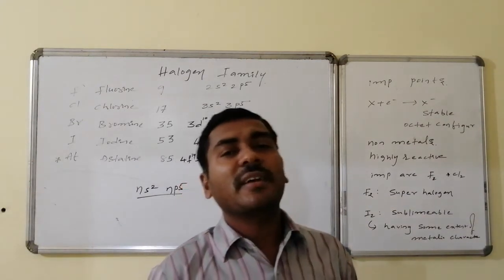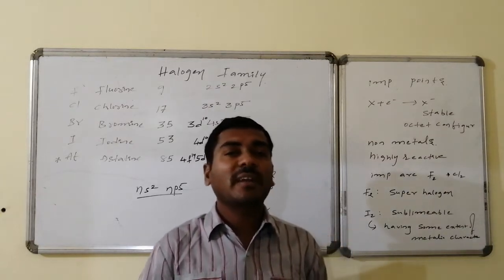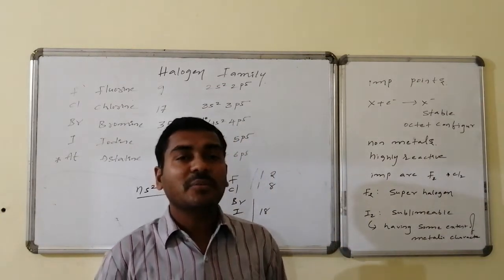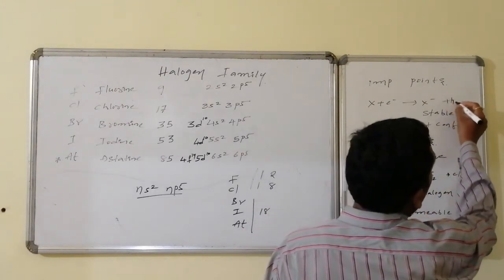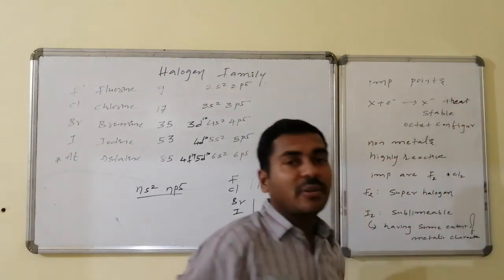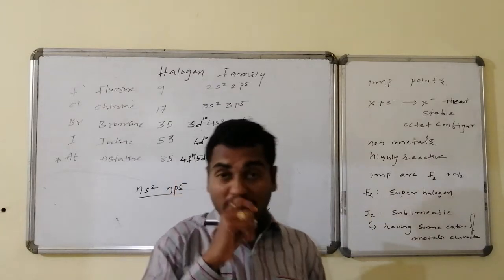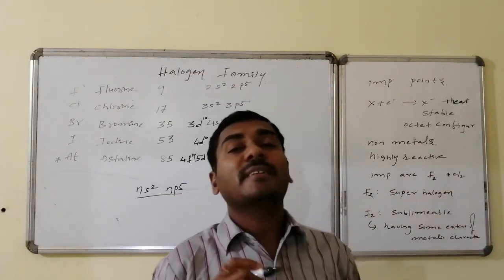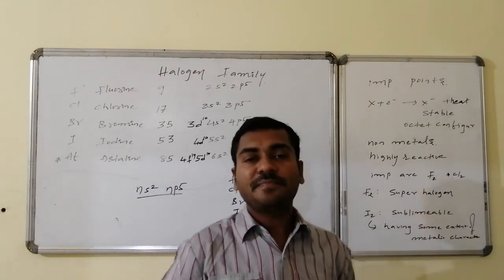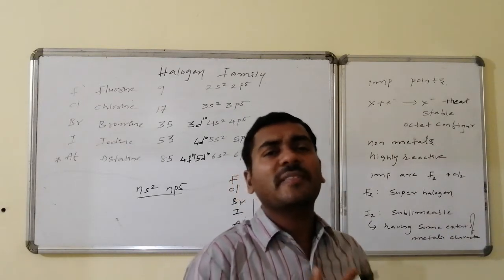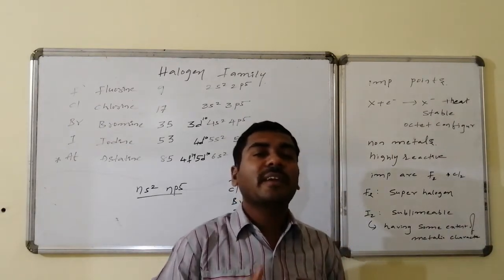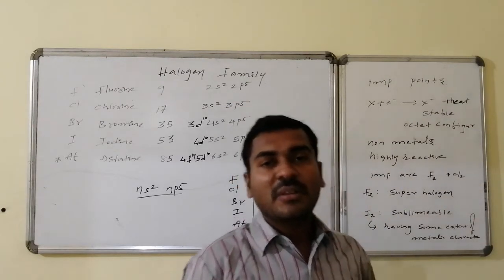Halogens are very reactive because after taking one electron, they are converted to X minus, the halide ion. It is very stable. Stable implies that a lot of heat energy will be liberated. The stability is due to octet configuration. They readily take up whichever electron is available. They are interested in gaining electrons, because after gaining an electron it is converted to X minus.